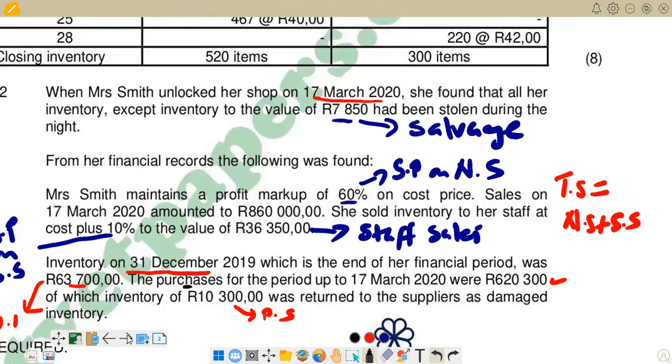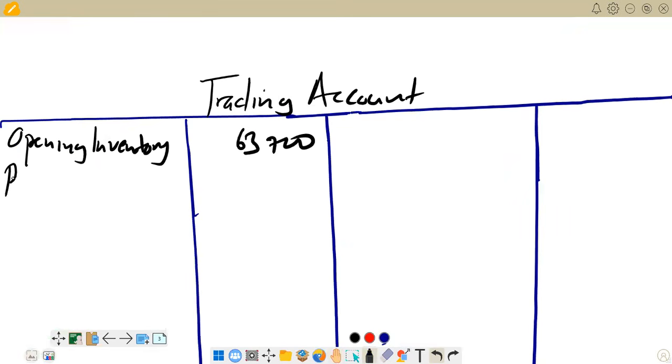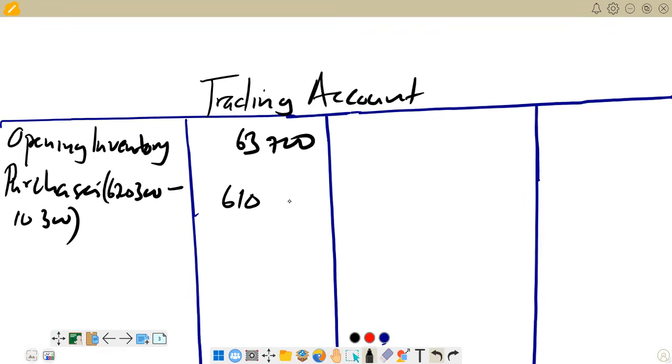So we go back. So we are saying now purchases, and then we can just make a calculation there by saying 620,300 minus 10,300. So on purchases, you can do this, find a net figure, or you can put the whole figure 620,300 here, and put the purchase returns on the credit side. But here we can just do this, and then if you calculate that one, you get 610,000. Right, so that's what we have there.